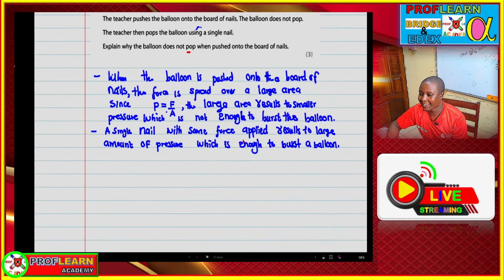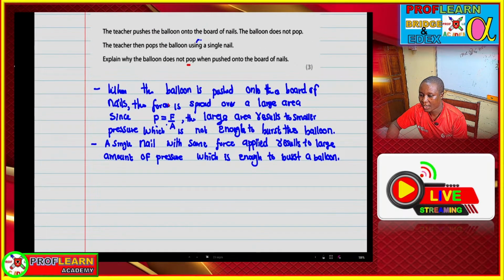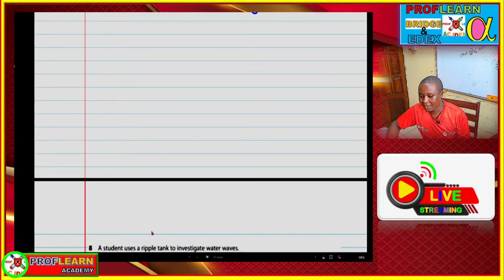When the balloon is pushed onto the board of nails, force is spread over a large area. Since pressure is equal to force over area, the large area results in a smaller pressure. And when pressure is small, it's not enough to burst this particular balloon. But when this person used a single nail, we are going to say that there will be sufficient pressure that is going to burst the balloon.